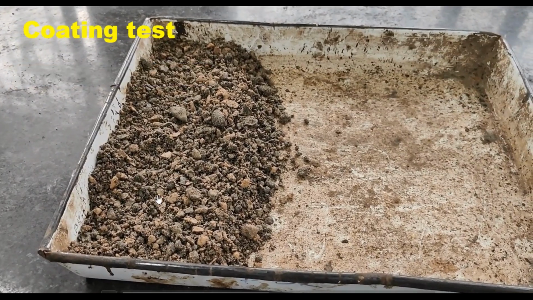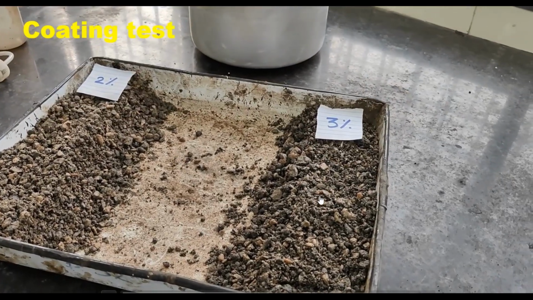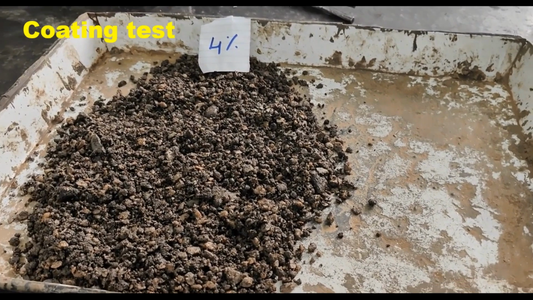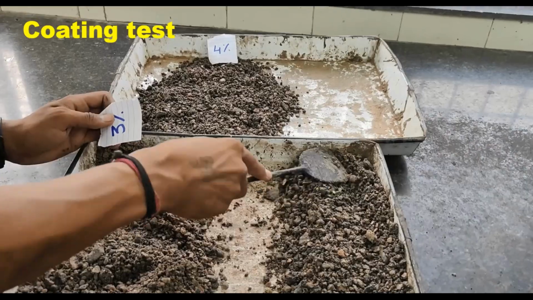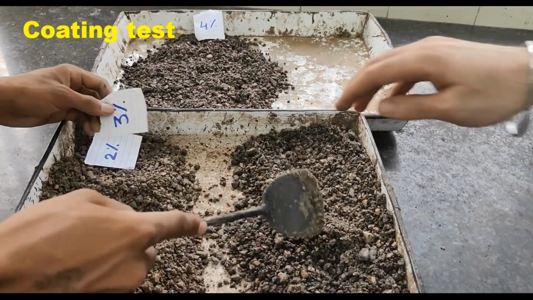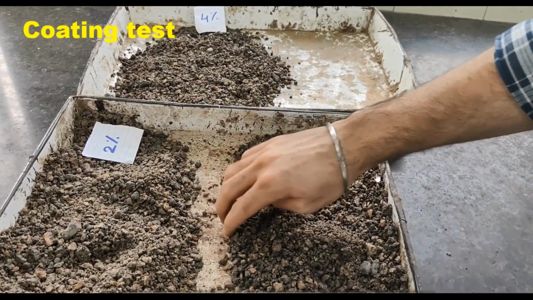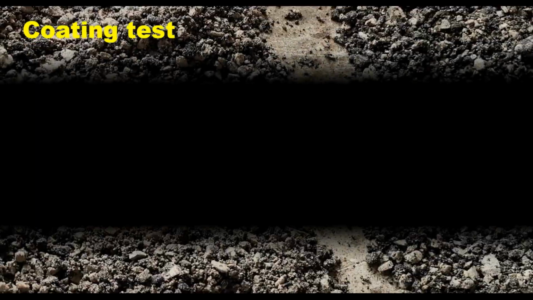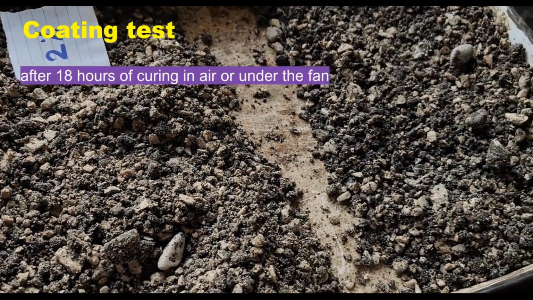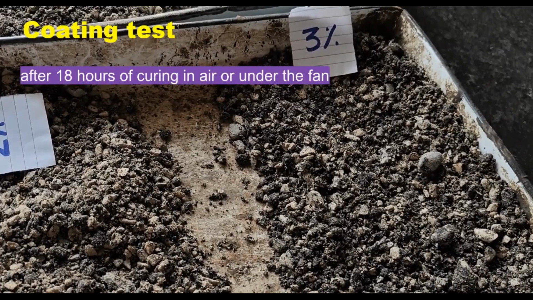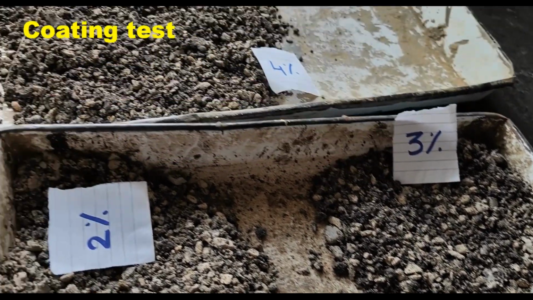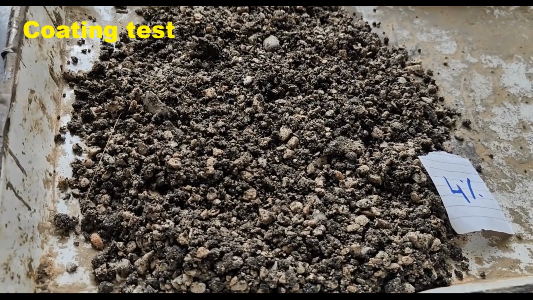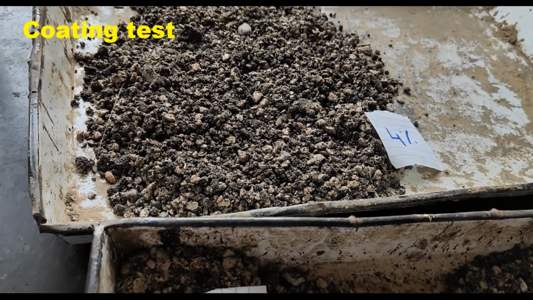This one is at 2%, this is at 3%. Now this is the sample prepared at 4% water content. Now these are three samples at 2%, 3% and 4%. Allow the samples to dry in air or under a fan for 18 hours. And after 18 hours, you visually inspect them for the coating of aggregate by the emulsion.